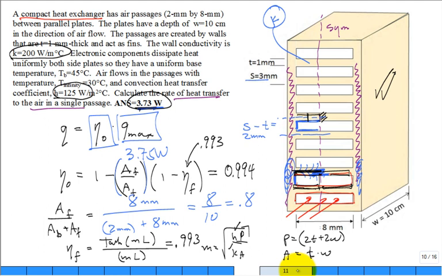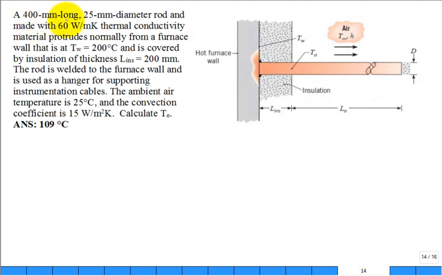Ready to press forward? We have a 400 millimeter long, 25 millimeter diameter rod. So the total length is 400 millimeters, and the diameter is given to be 25 millimeter. It has a thermal conductivity k given to be 60 watts per meter C. It protrudes from a furnace where the wall of the furnace is 200 degrees C. So this wall right here is constant temperature, 200 degrees C. It is covered by insulation, so you can see this insulation right here.